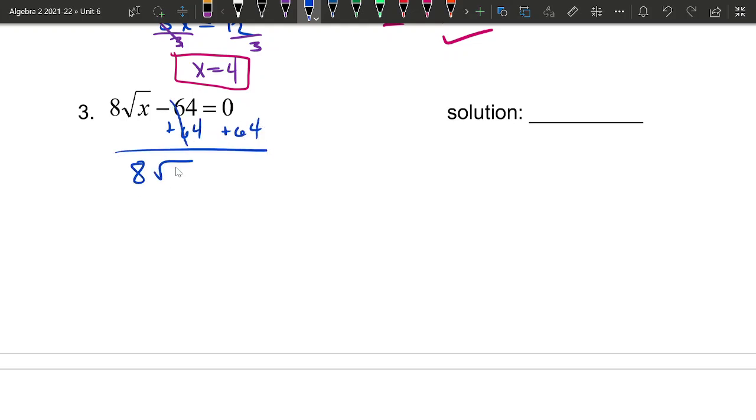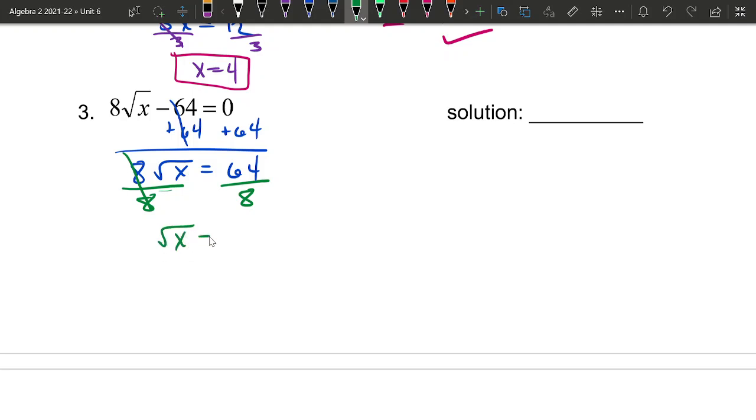And then 8 square root of x equals 64. But it's not isolated yet. It's 8 times square root of x. So before I can do that, I have to divide it by 8. This is where a lot of people lost points on the 5B test. You have to get the square root part by itself before you can continue to solve.